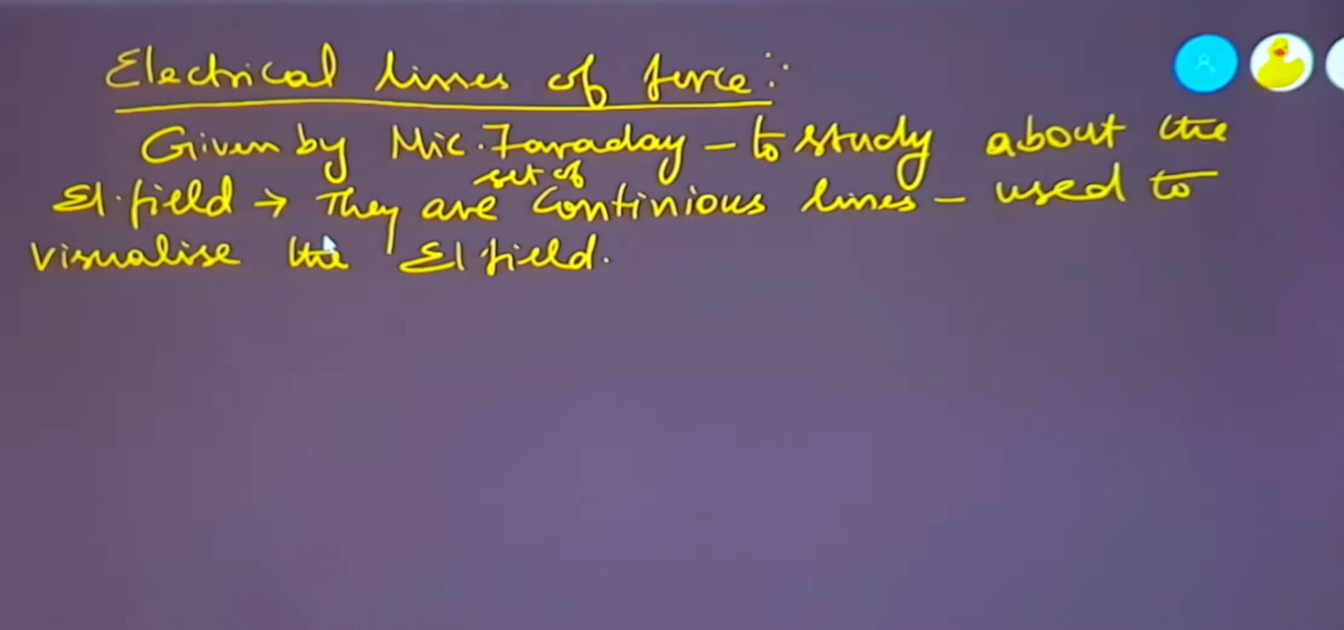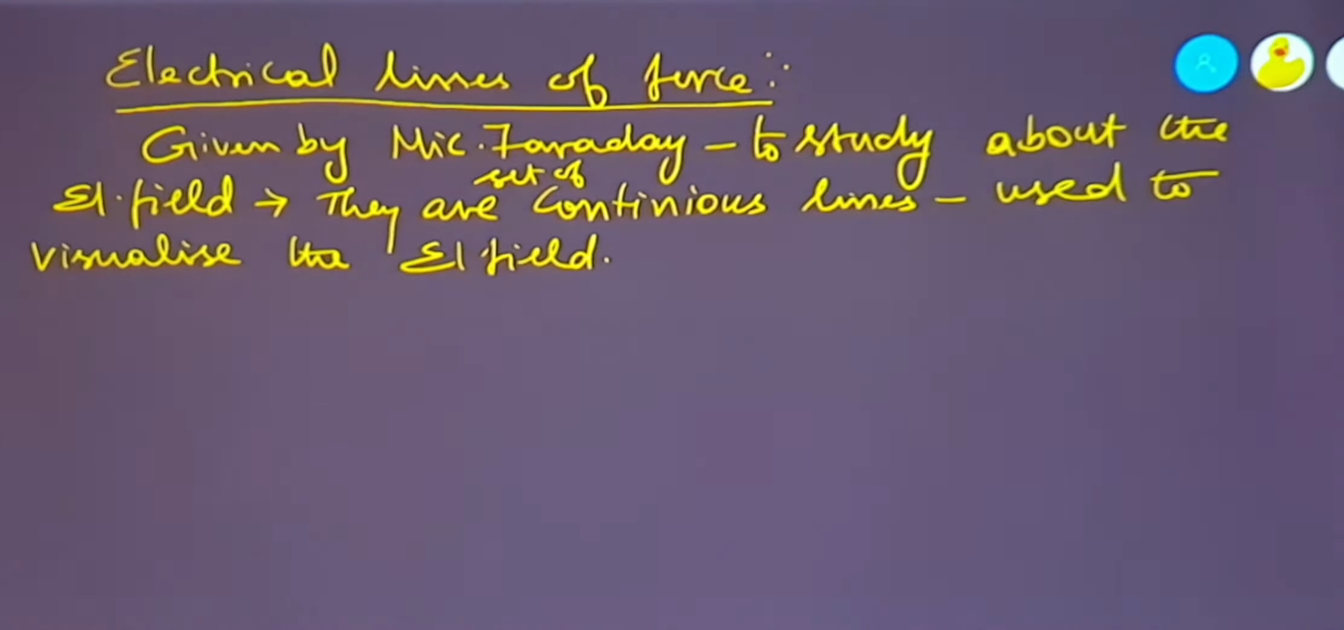Today, after completing the electrical force and electrical field, we are going to study about the electrical lines of force. What do you mean by electrical lines of force? You might have studied in your lower classes about magnetism. If you have a magnet with a north pole and south pole, around that magnet you might have seen some dotted lines drawn. Usually they are called magnetic lines of force, which were also given by Michael Faraday.